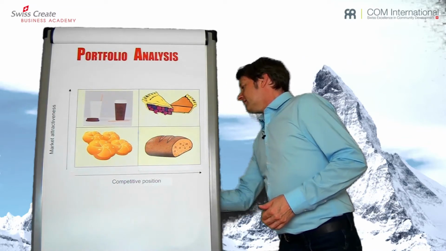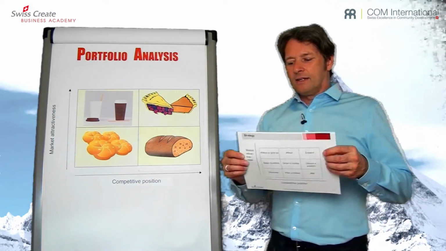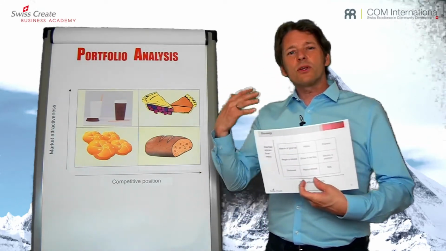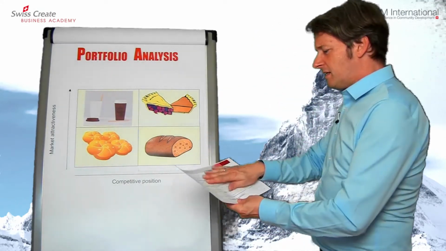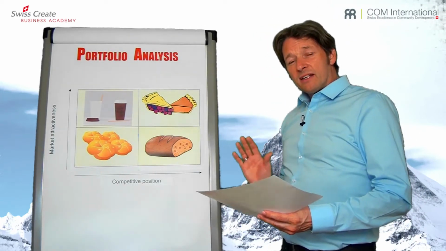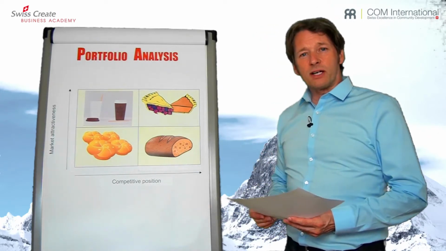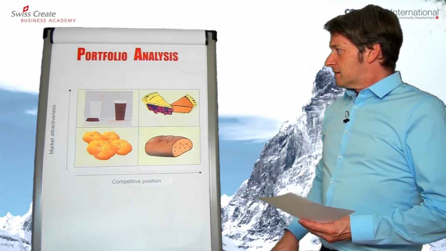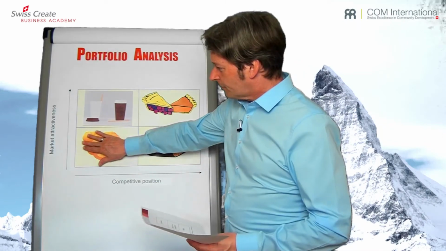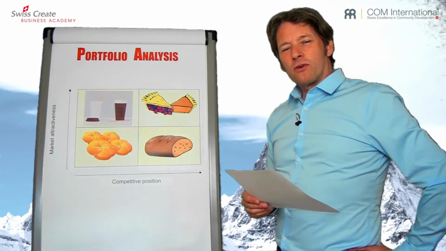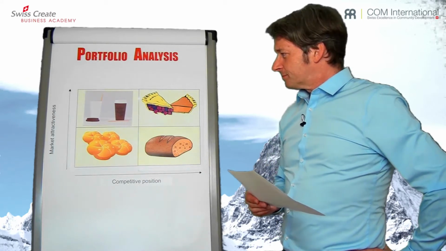In your handout, there is a chart called strategy. This is what we need now, that we can see what kind of strategy we can do with all of these products. Let's start here with a lame dog, with a standard bread.